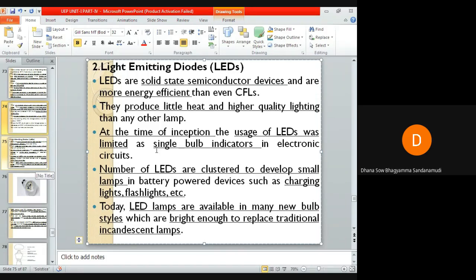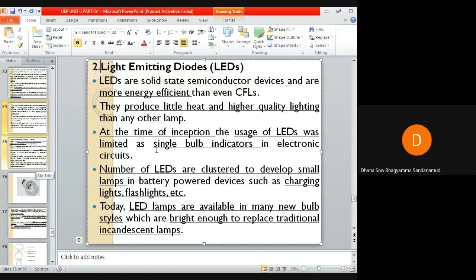Okay, next one is light emitting diode lamp or bulb. Of course, in the PPT I have written bulb, but lamp or bulb, both are the same, isn't it? Okay, so light emitting diodes are solid state semiconductor devices. They are more efficient than even compact fluorescent lamps.